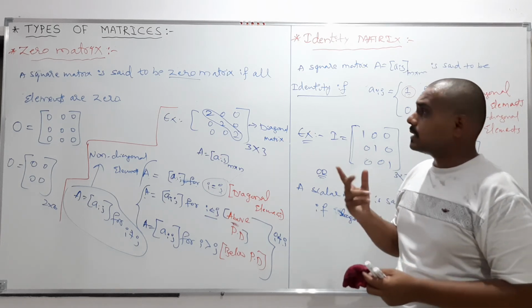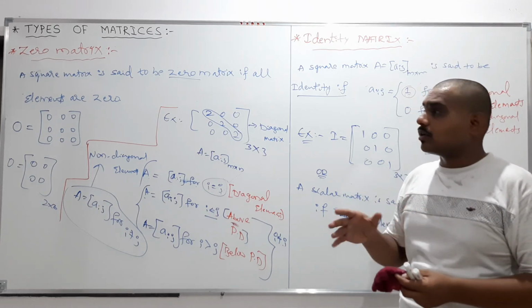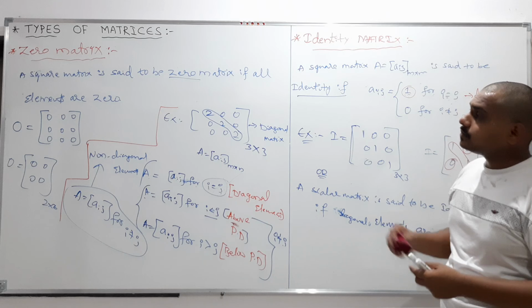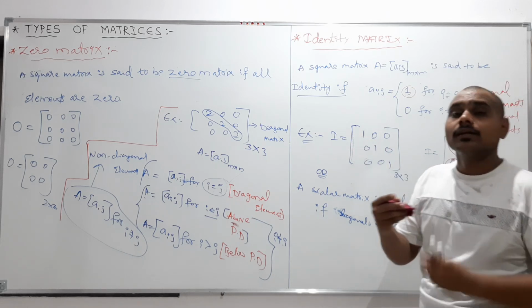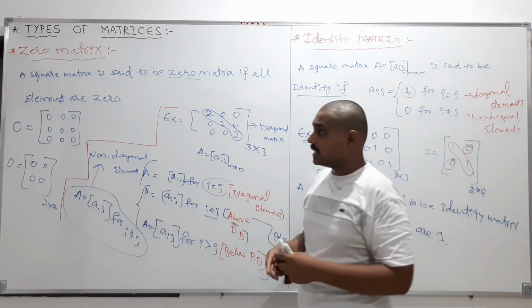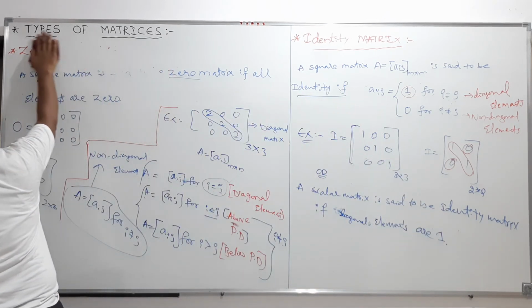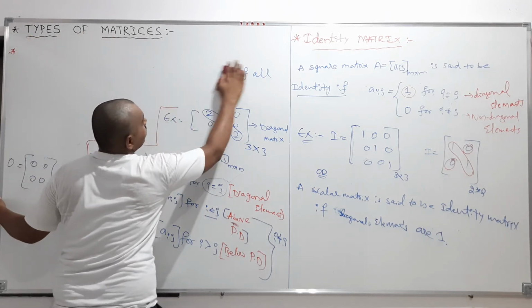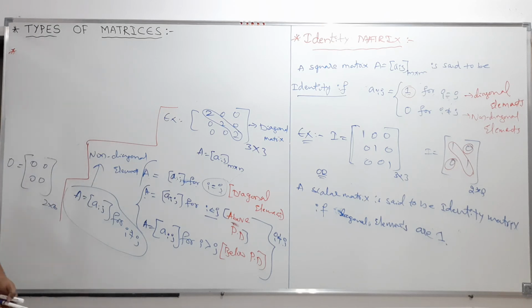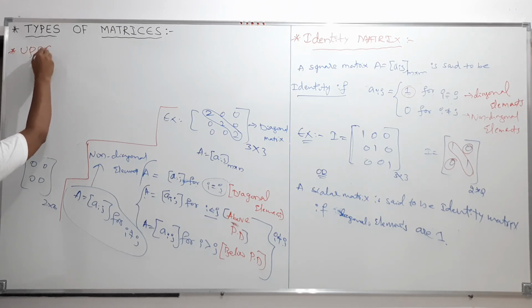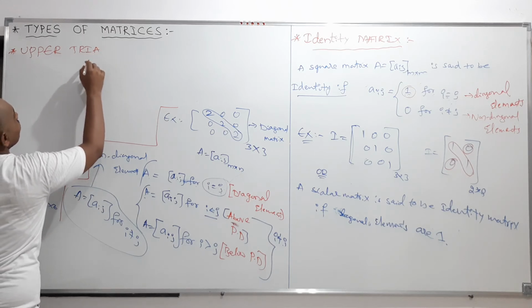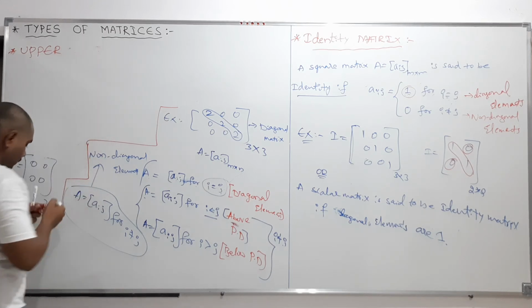Some more types of matrices are still there that we are not discussing, because this class is only for the board syllabus purpose. But still, further I am going to discuss two more types. The next one is the upper triangular matrix. This is not for your board syllabus. Upper triangular matrix. I'll write.